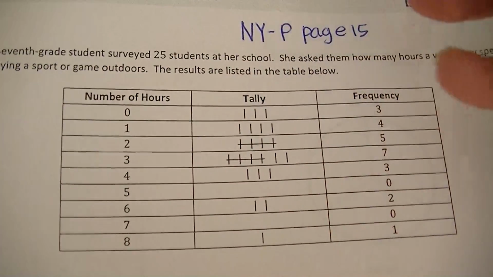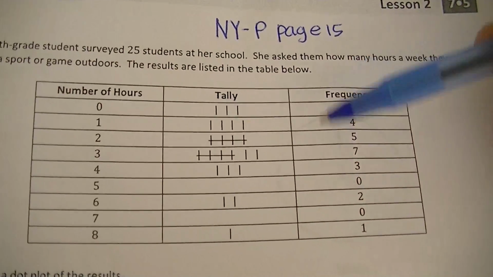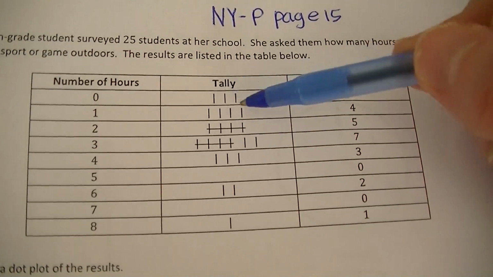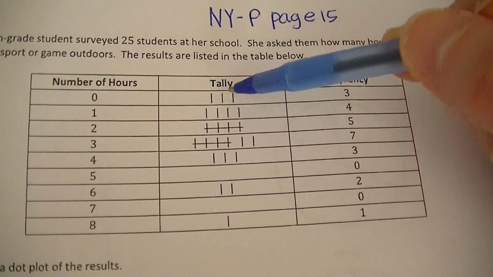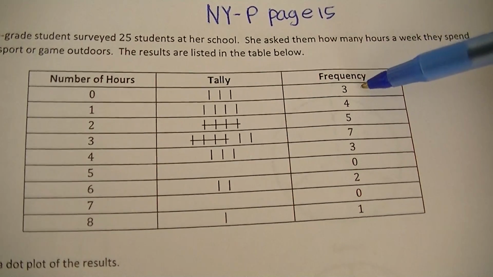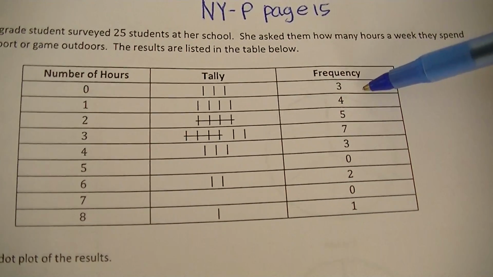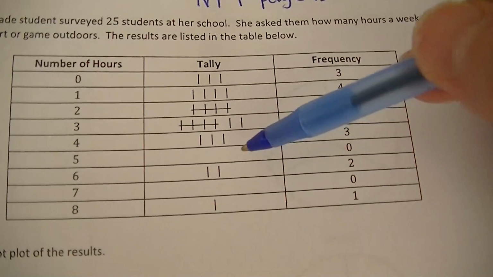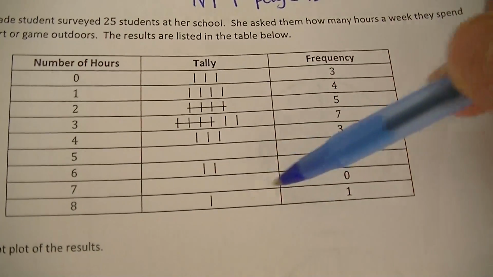So at the end of her survey, after she surveyed these 25 students, these are the results. Remember, frequency means how many there were. So remember, these tally marks tell us how many there were. So she just converted it over here into their numerical representation. So obviously 3, 4, 5, 7, 3, 0, 2, 0, and 1.